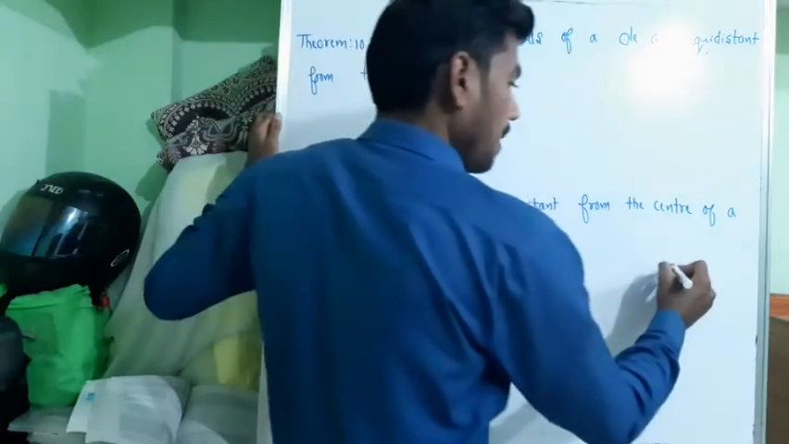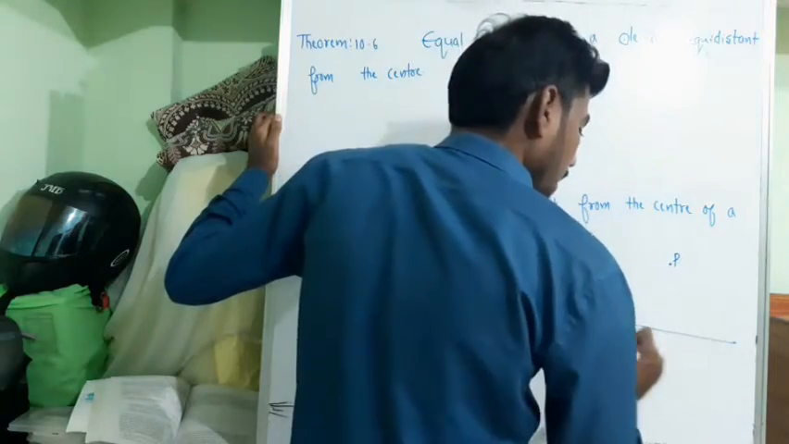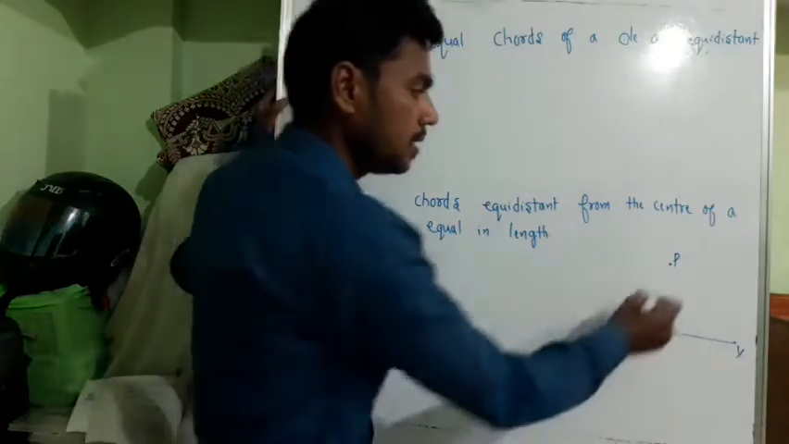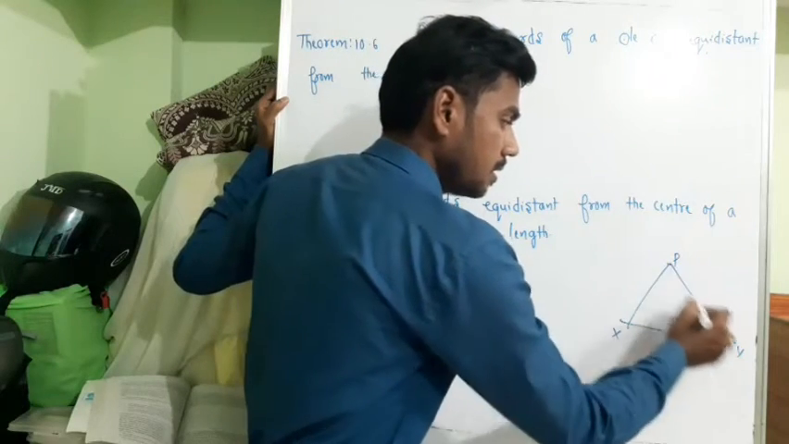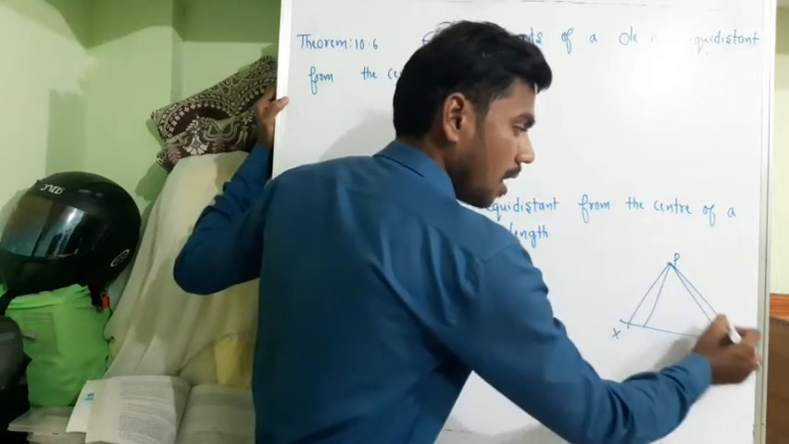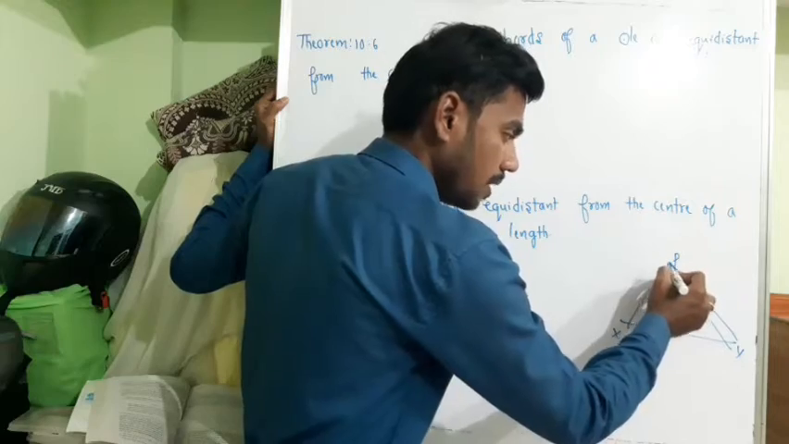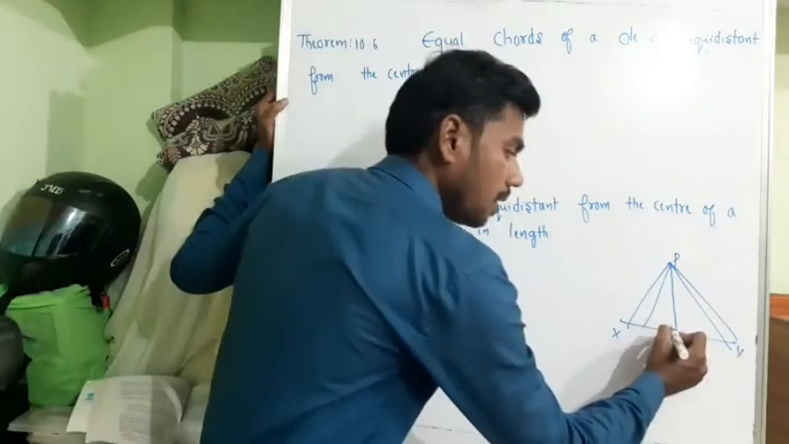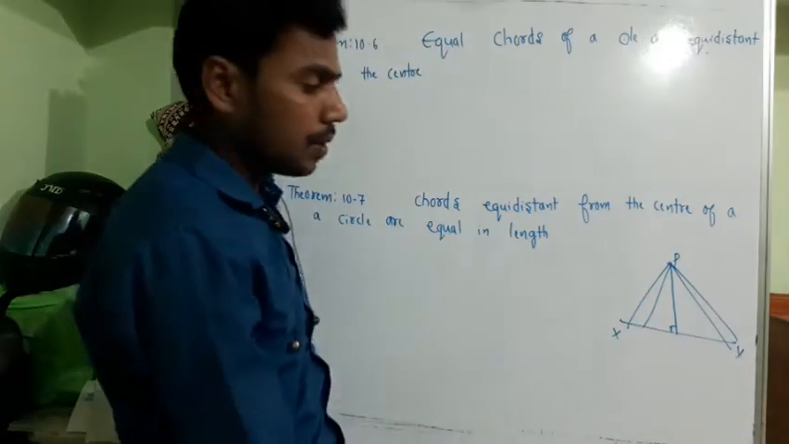See, if P is a point and XY is a line segment, what is the distance of the line from this point? Is this a distance? Is this a distance? Is this a distance? No. These all are not distances. So the distance of a line from a point is the length of the perpendicular from the point to the line.